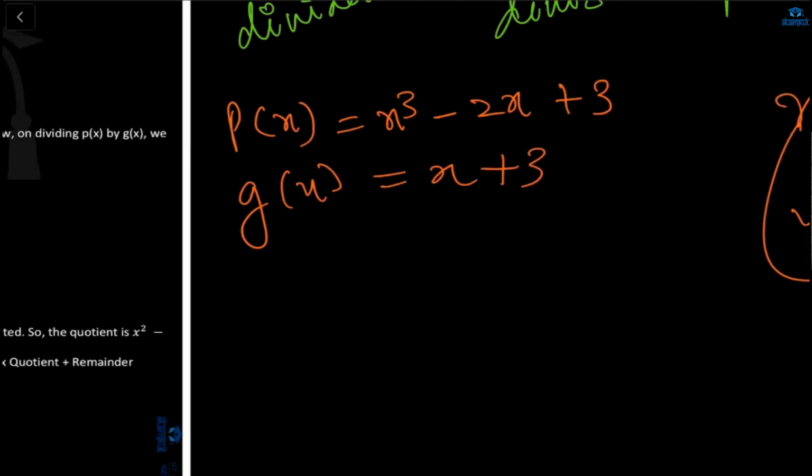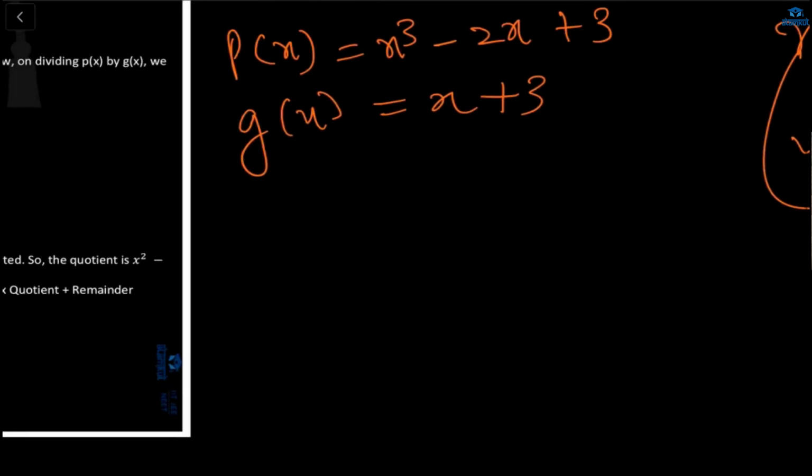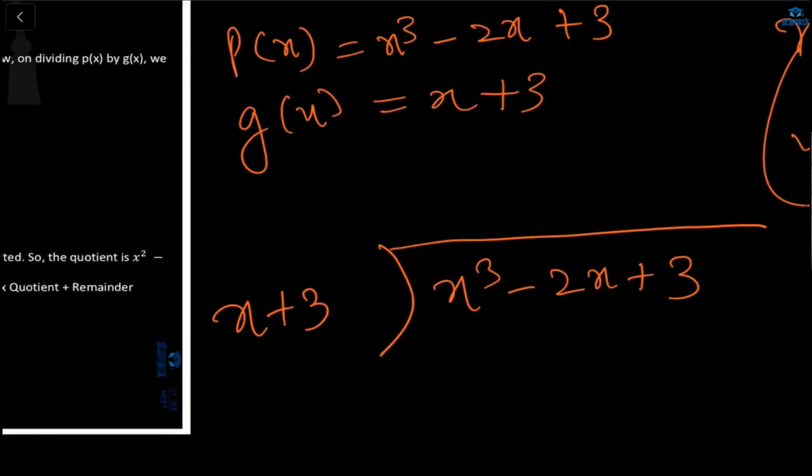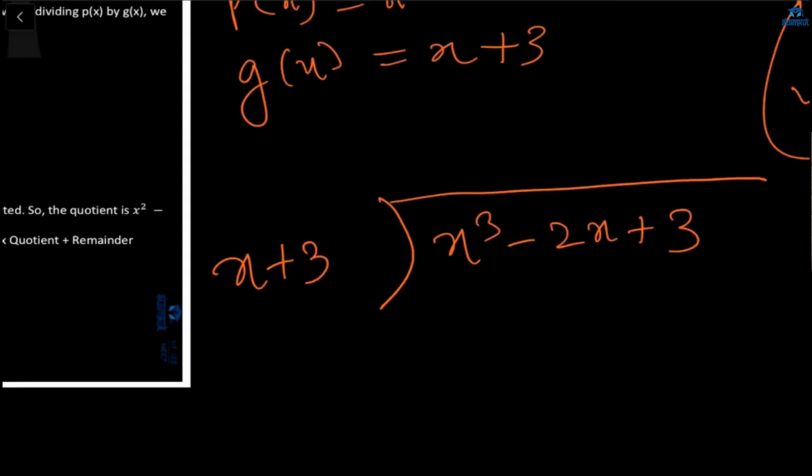The p(x) is x cube minus 2x plus 3, and g(x) is x plus 3. Now let's see how we are going to divide it. Similarly, here we write x plus 3, and here x cube minus 2x plus 3. Now what will be the first step? In division, we cancel the terms. The remainder should become 0. So how can the remainder become 0? First, see the first term. Your first term is what? x cube.